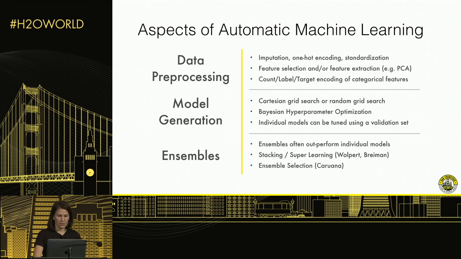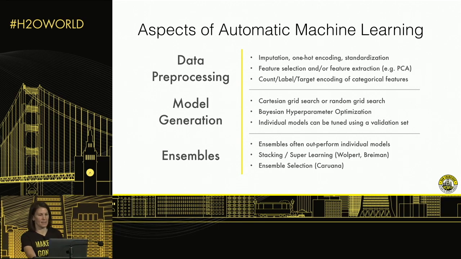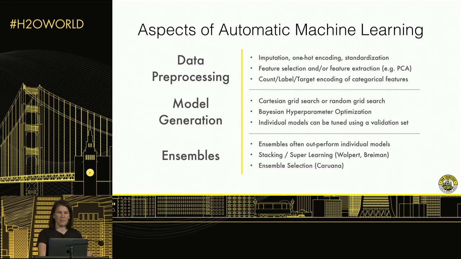Okay, so here's a little bit more detail about what we can do with automatic machine learning. So in the data preprocessing section, this is just sort of a list of things that you do in data science. And of course, then we would want to automate all of these things. So with data preprocessing, that would mean things like imputation, different types of encoding for categoricals. You might do some feature selection or feature extraction.